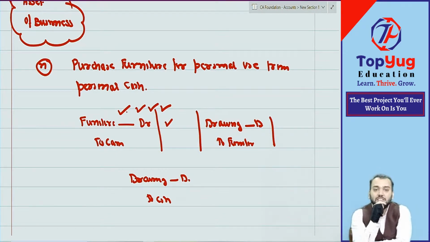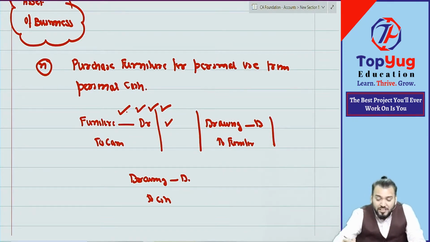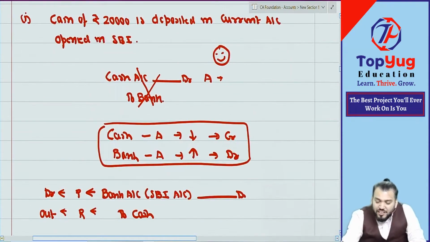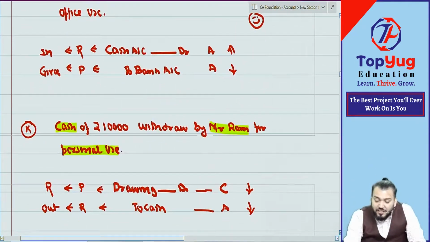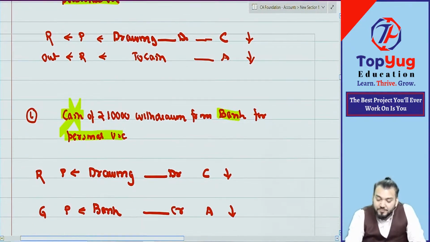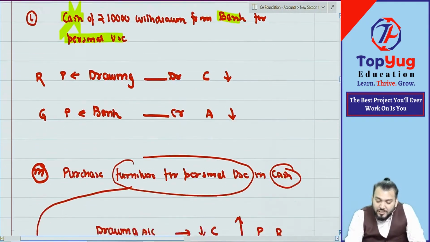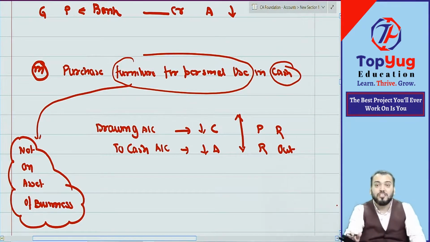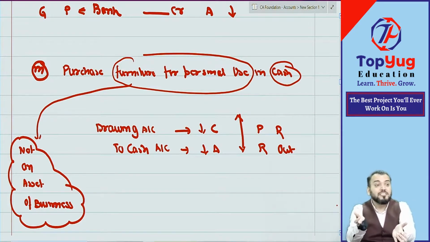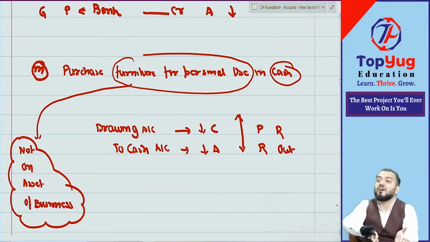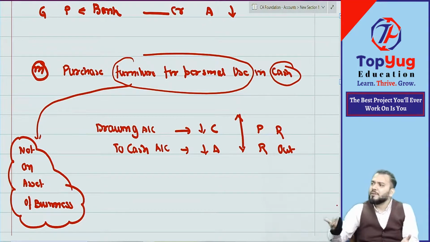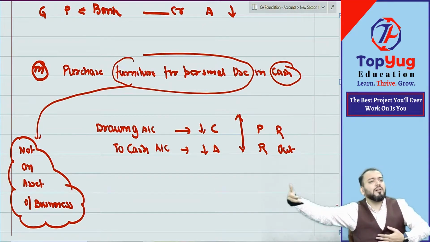Achha, that's the point. Just try to understand. Don't think about what you have done in the previous transaction. In the previous transaction, what was it? Purchase furniture for personal use in cash. I said if the question is silent, it is business cash. So business cash is affected and therefore we need to record it now. But here, purchase furniture by using personal cash.